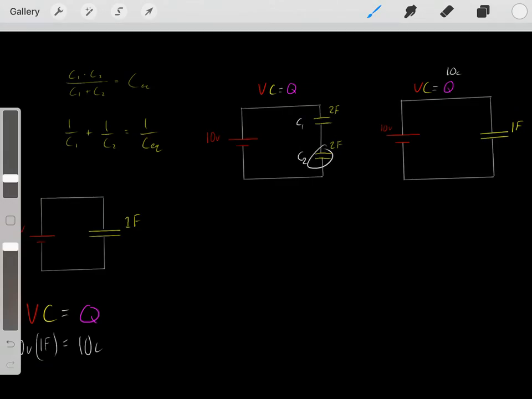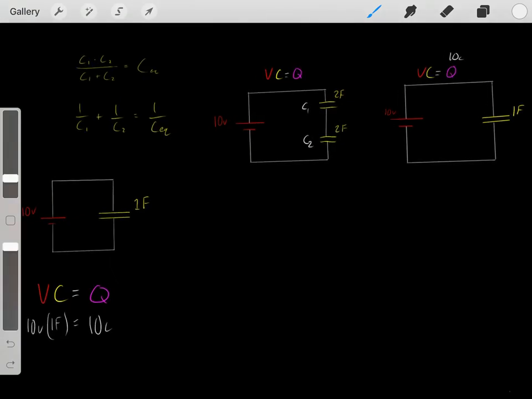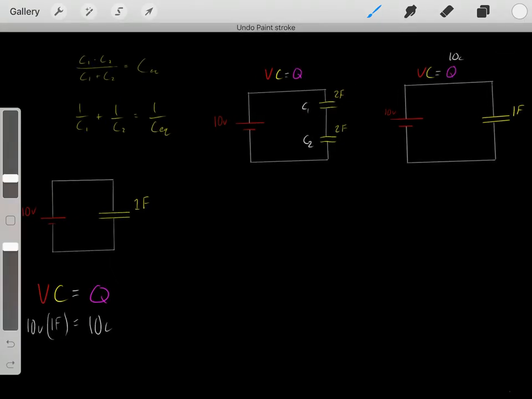Capacitors in series store the same amount of charge. So whenever we have capacitors in series, they store the same amount of charge, where this capacitor would store 10 coulombs of charge on each parallel plate, and this capacitor would store 10 coulombs of charge on each parallel plate. We'll talk about this more in detail in the next video. So now we solved how much charge is stored on these capacitors.